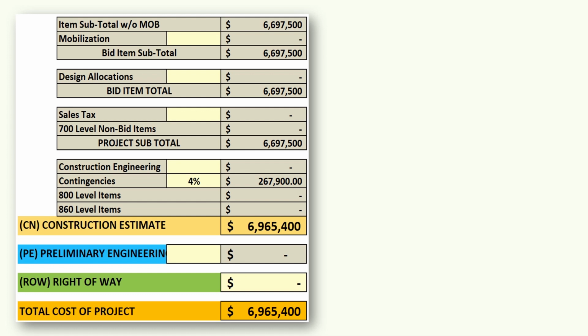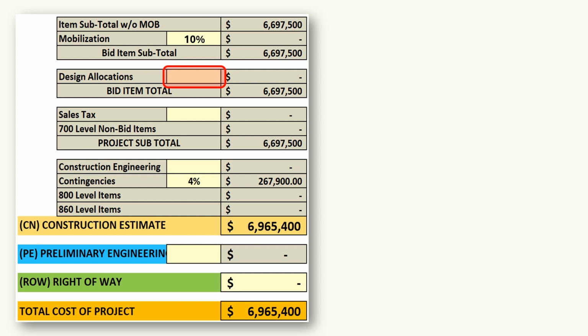Once you have included all the bid items you know about at this stage in your design, then go to the bottom of the worksheet. Enter your assumption of the contractor's mobilization, expressed as a percentage. Usually, 10% is appropriate. Next, enter your design allocation percentage.